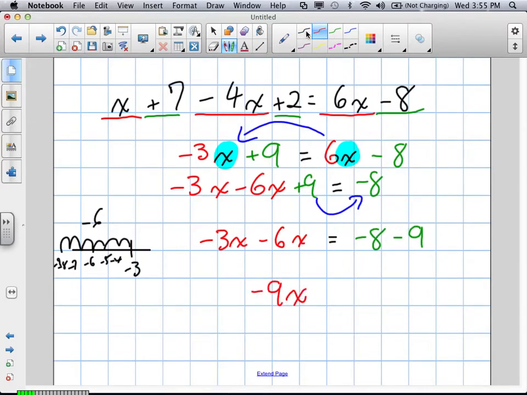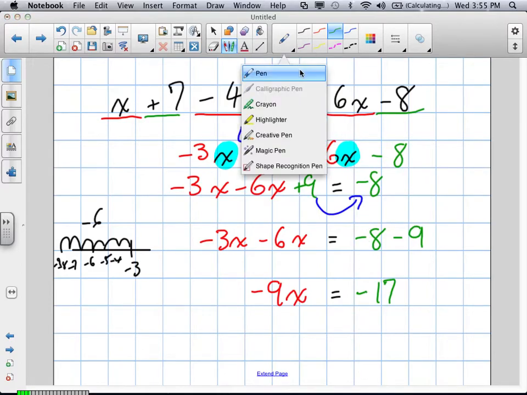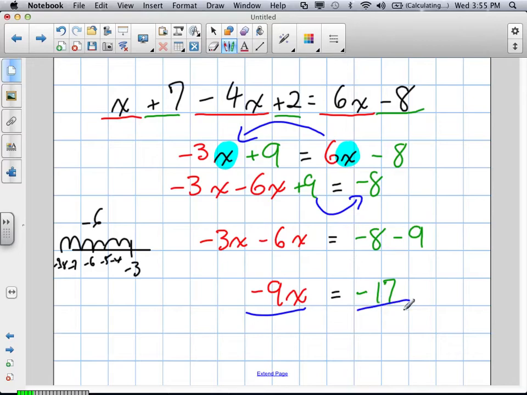It's the same idea over here. Negative 8 minus 9. We start at negative 8 and we go in a negative direction 9. Let me draw myself a little line. Well, we'll keep it going here, and then we'll get you to try it after. It's going to be negative 17. Now we have one term on each side. The goal is to get this variable by itself. We want to move the coefficient, negative 9.